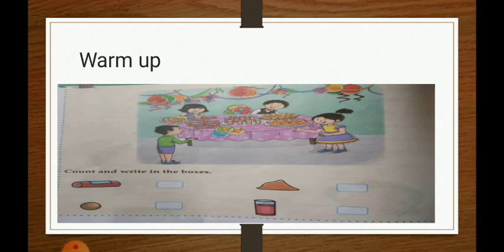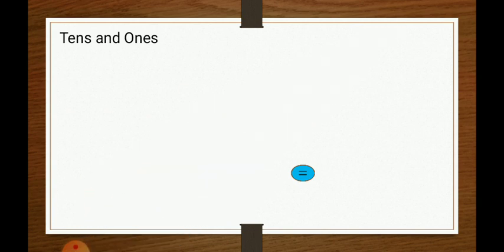Now you have to take out page number 59. Tens and ones. Here see, Pahel and her mother have to arrange flowers into groups to make a garland.